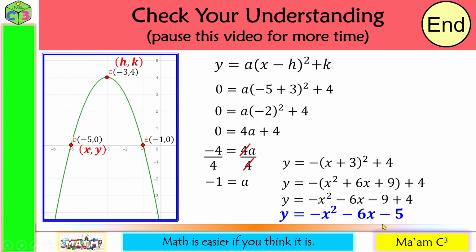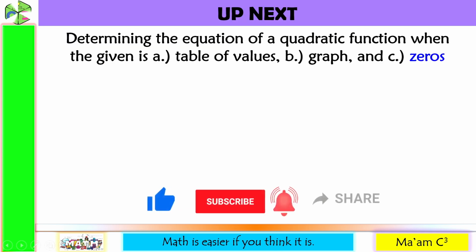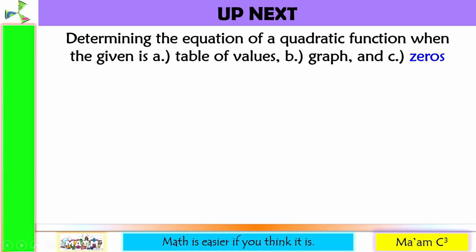This is now the equation of the parabola that passes through the vertex -3, 4 and one of the x-intercepts -5, 0. Our next lesson is determining the equation of a quadratic function when the given are the zeros.